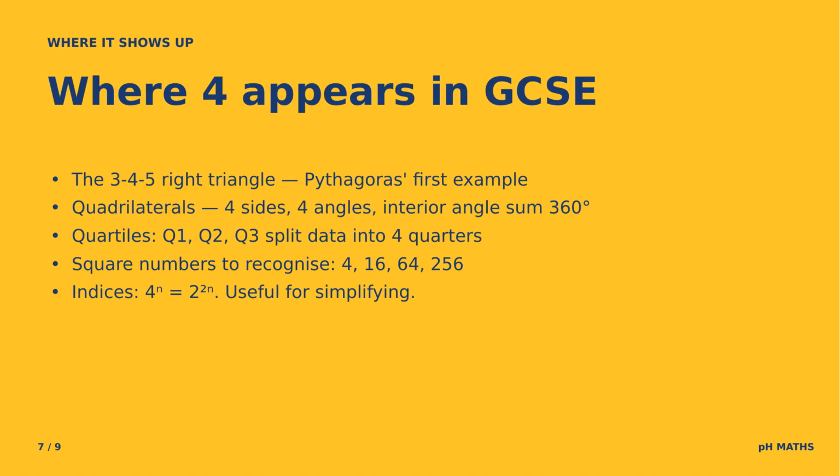Where 4 actually shows: the 3, 4, 5 right triangle, Pythagoras' first example, and the smallest whole number Pythagorean triple. Quadrilaterals have 4 sides, 4 angles, and an interior angle sum of 360 degrees. Quartiles in statistics split data into 4. Square numbers to recognize on sight: 4, 16, 64, 256. And the indices identity: 4 to the n equals 2 to the 2n.